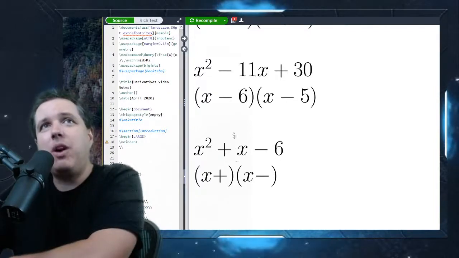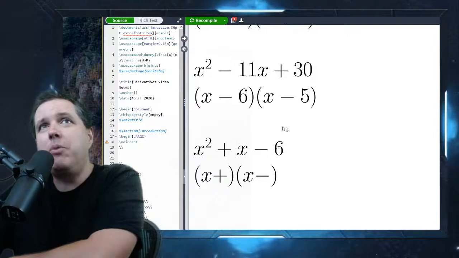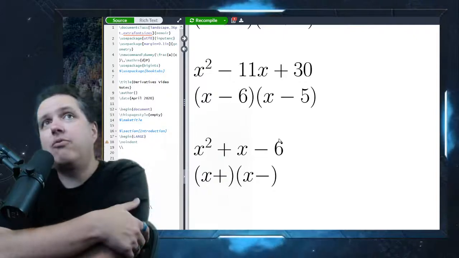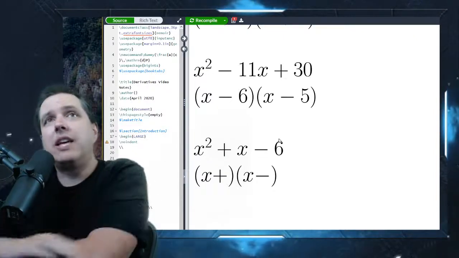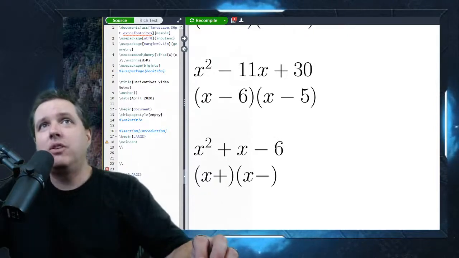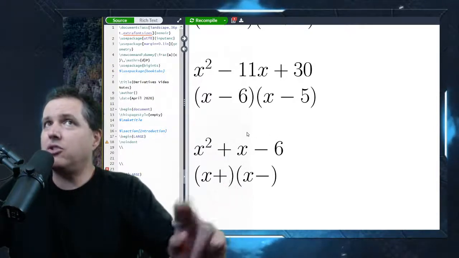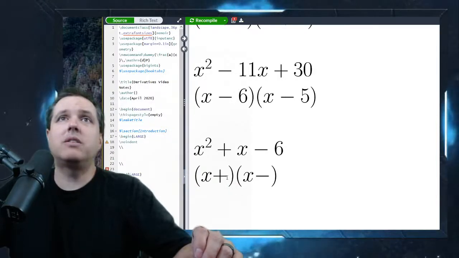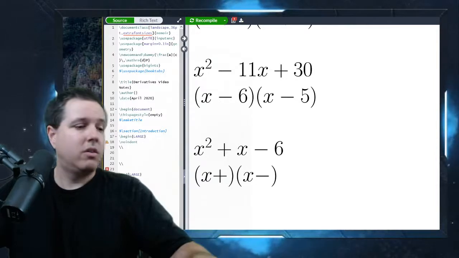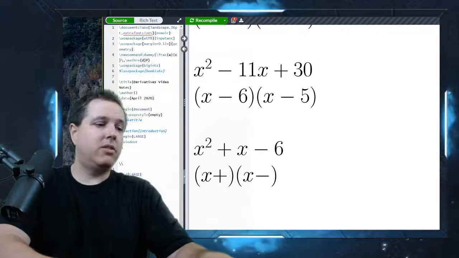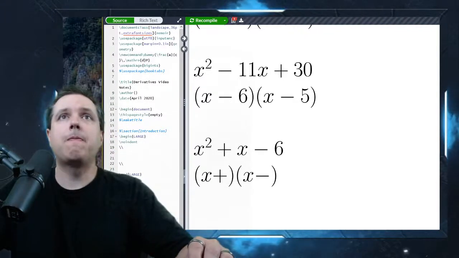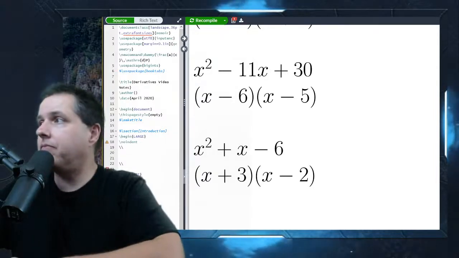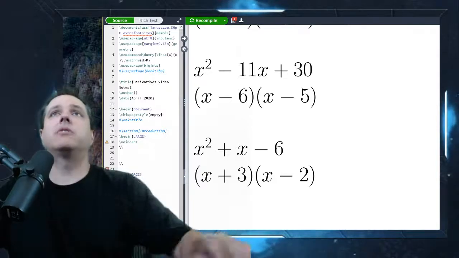So I think, okay, I want something that adds to 1 and multiplies to -6. So there's not that many choices. You've got 6 and 1. You've got 3 and 2. So it looks like in this case we're going to want plus 3 minus 2, right? Plus 3 minus 2 gives us 1, and -3 times 2 gives us -6. So x plus 3, x minus 2. Okay, so that one's factored. So we get x plus 3, x minus 2.